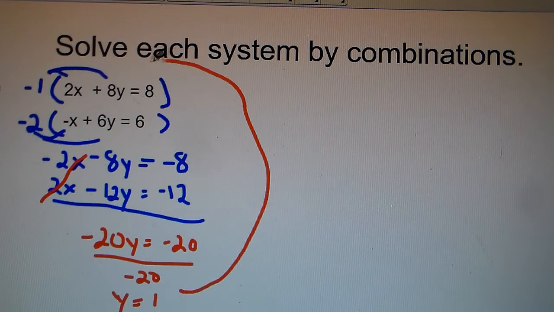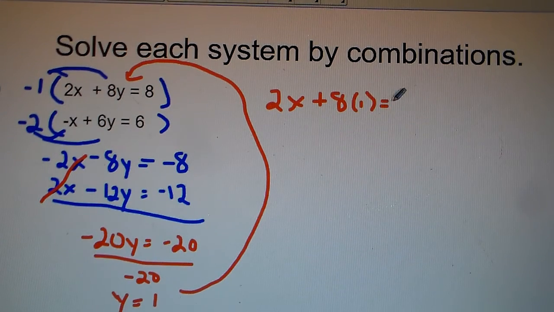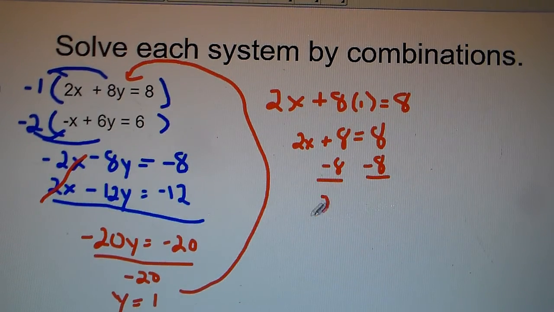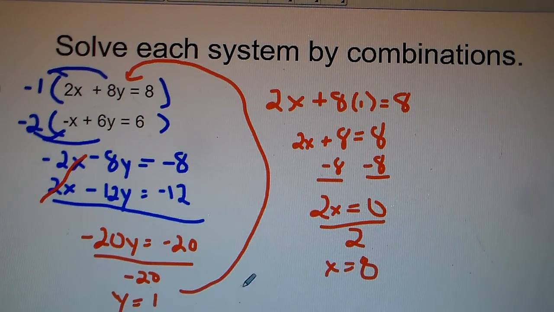We're going to put that positive 1 in for y. So we're going to get 2x plus 8 times 1 equals 8. 8 times 1, you know, is 8. So we have 2x plus 8 equals 8. We then subtract 8 from both sides. So we get 2x equals 0. Divide by 2 to both sides, and we get x equals 0. So our final answer is 0, 1.